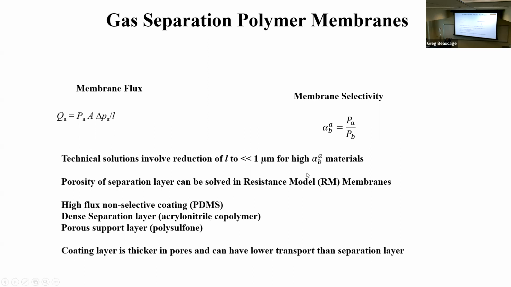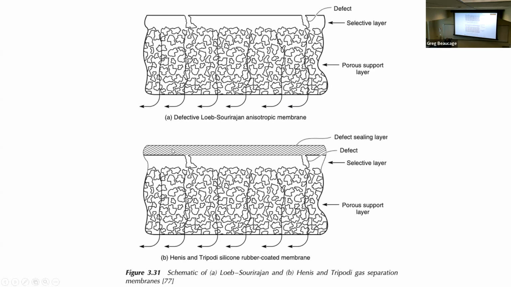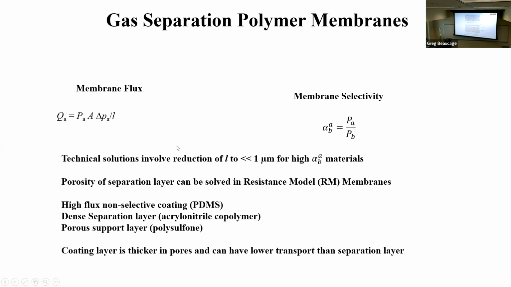This thing, the resistance model, is that thing I mentioned. You put the coating on. If the coating fills the holes, then you can get less transport through the hole than through the membrane. Then that solves the problem of defects when you get to such thin membranes.